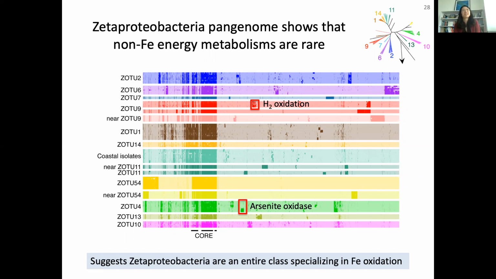That also implies that iron oxidation requires a lot of adaptation, right? That these organisms have the corner on the market. They're able to oxidize iron and deal with all the challenges that come with that.